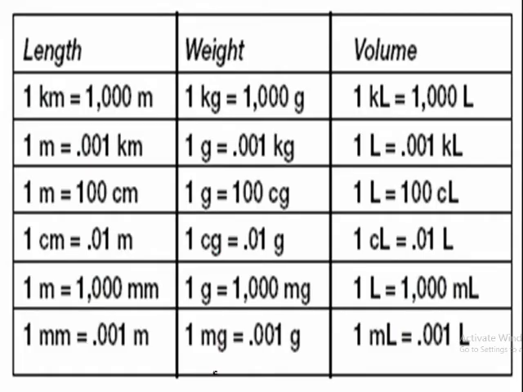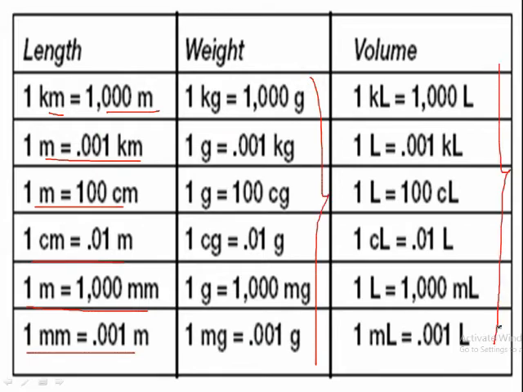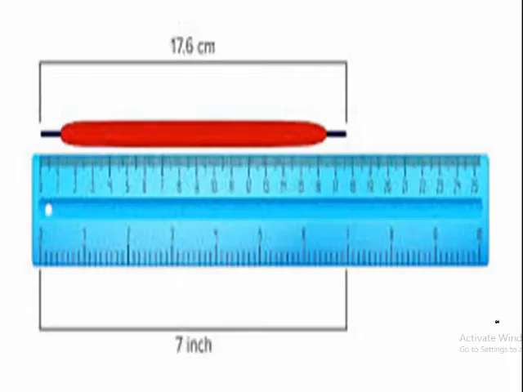If you see the symbols of length, weight and volume, 1 kilometer equal to 1000 meter, 1 meter equal to 0.001 kilometer, opposite same. 1 meter equal to 100 centimeter, 1 centimeter equal to 0.01 meter, just opposite one. 1 meter equal to 1000 millimeter, and 1 millimeter equal to 0.001 meter. Like this, weight also we can see here, all are given, volume also given. You can pause the video and note down all these conversions.